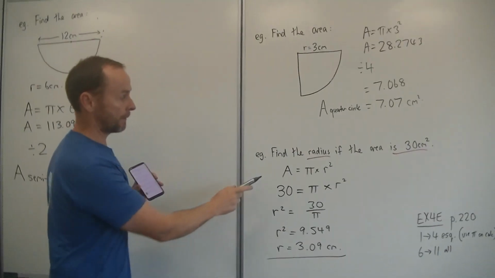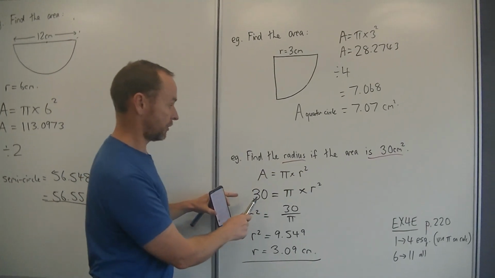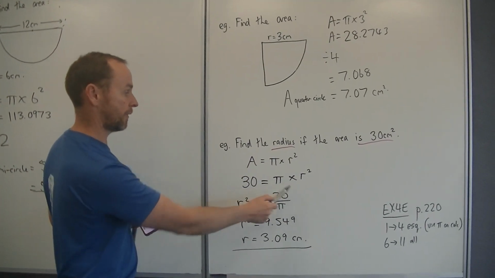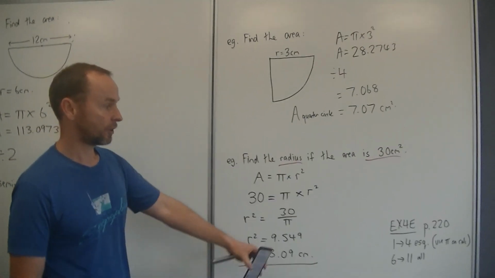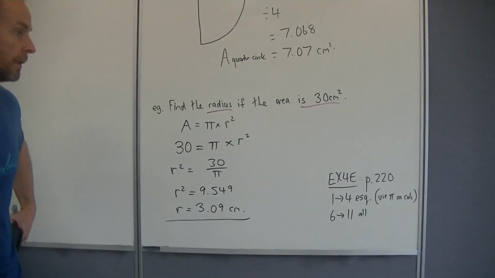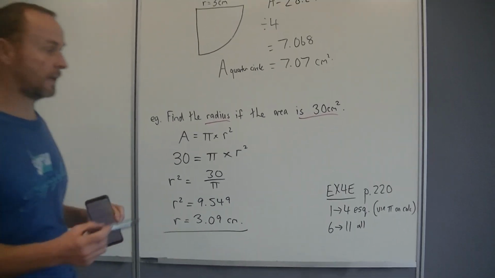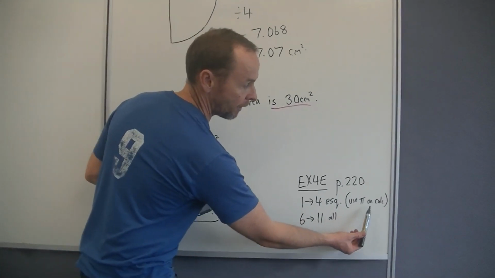So see there everyone, write the formula out, substitute the value that we know, which is area is 30, work backwards to find the value of r, and round it to two decimal places, and there you have it. So there's the exercise for 4E everyone, 1 to 4, every second question. Now I've written here, use pi on the calculator.